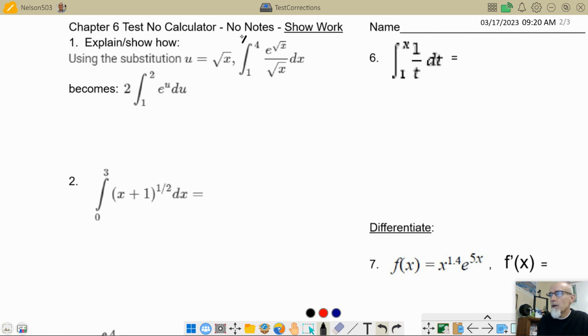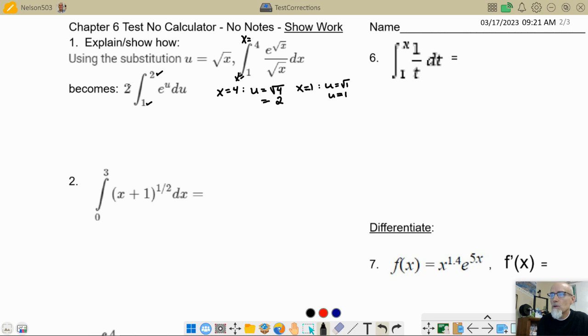Well, this is x equals 4. This is x equals 1. If we plug 4 and 1 in for x right over here, we get u. So when x equals 4, u equals the square root of 4, so u is 2. I'd like to see that kind of work. When x equals 1, u equals the square root of 1, so u is equal to 1. So that's where these numbers come from. Check mark, check mark. I showed where the limits change.